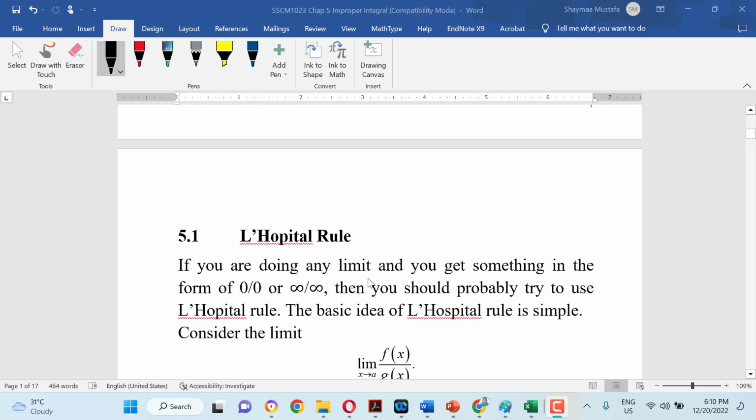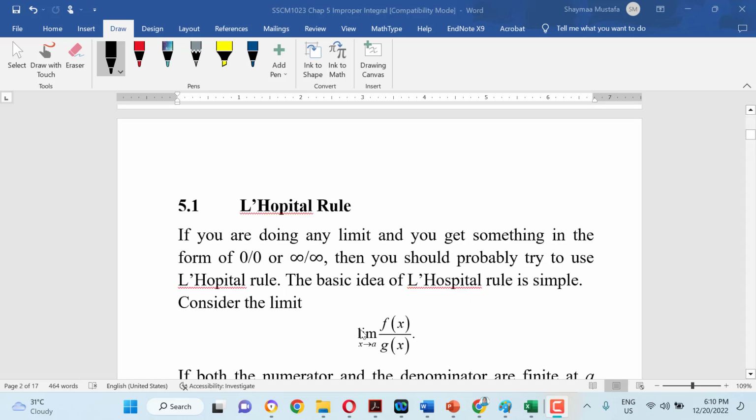Okay, first, what is L'Hôpital's rule? When we calculate the limit of the ratio of the two functions f of x over g of x, when x goes to a, we usually substitute the value of a in the function f of x and the value of a in the function g of x, and the result will be the answer of the limit. But sometimes we have 0 over 0 or infinity over infinity. In this case, we have to apply what we call L'Hôpital's rule.